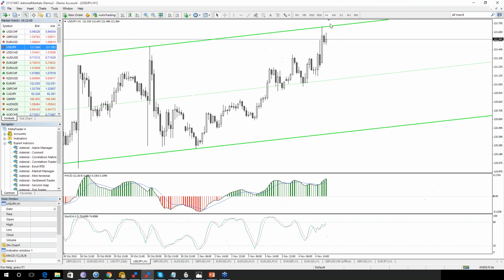When you go to 1 hour, you want to see 1 hour thinning, but you want both of those lines to still be above zero lines. If histogram goes below zero line and these lines go below zero line, you don't take the trade. You don't take the trade. You want to see thinning histogram while both of those lines are still above zero line.